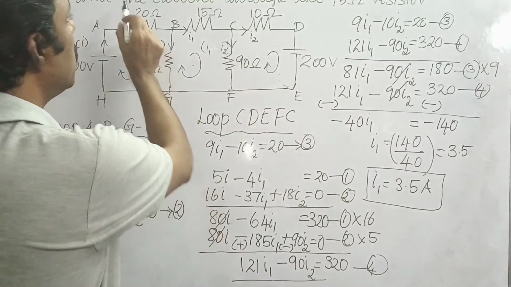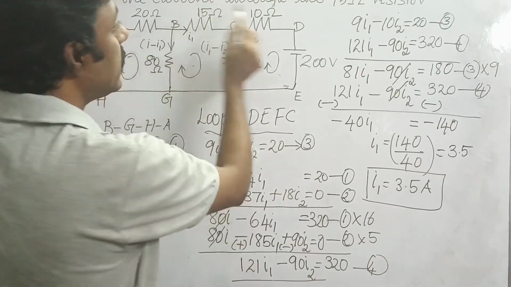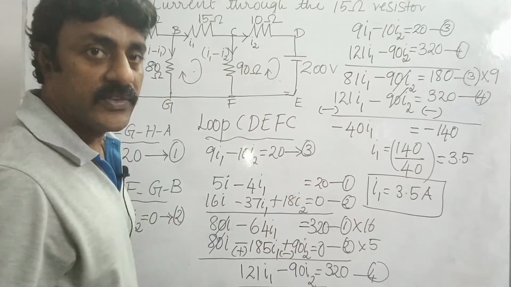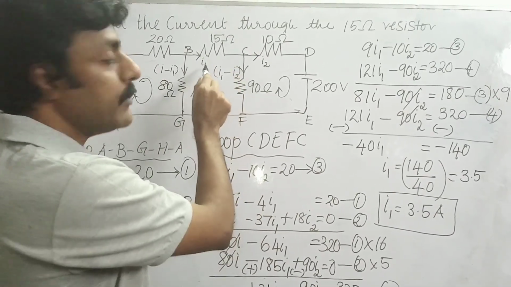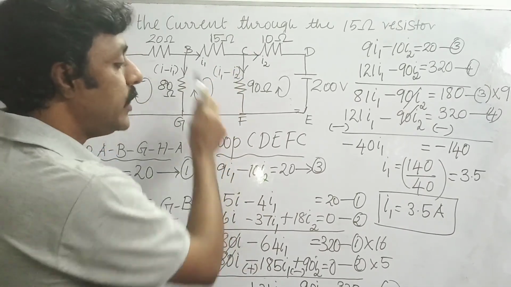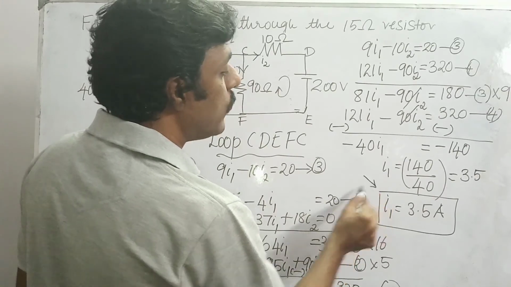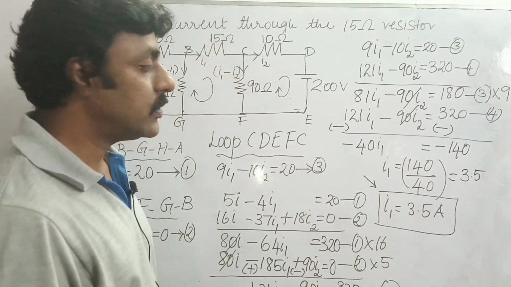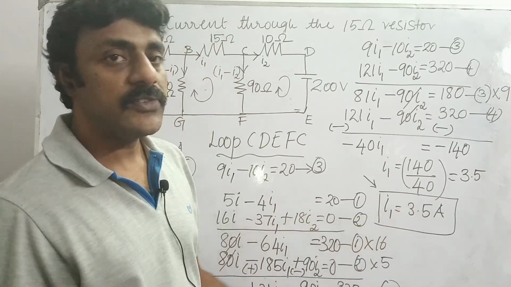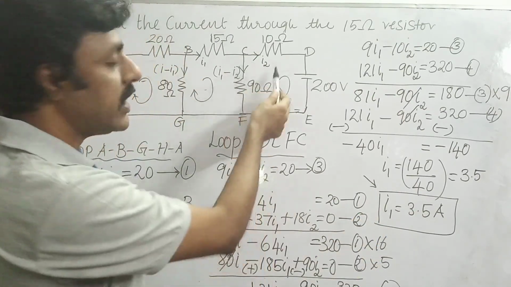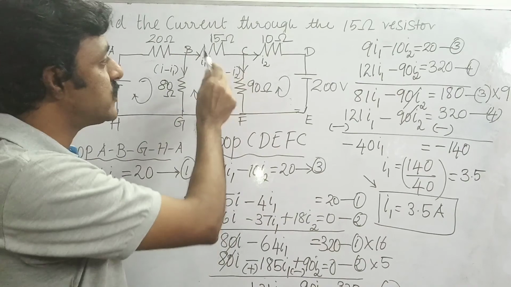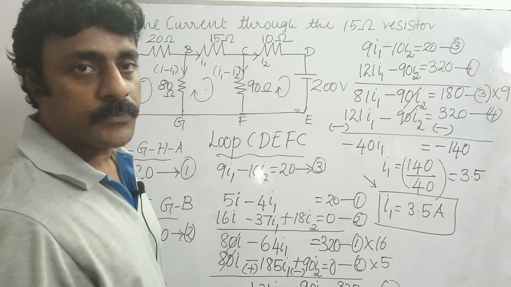In the question they are asking you to find the current that is passing through the 15 ohm resistor. The current passing through the 15 ohm resistor is nothing but I1. So we have found the value of I1 as 3.5. That comes to the end of the solution. We have got the required solution. No need to find the remaining currents because our main objective is to find only I1.